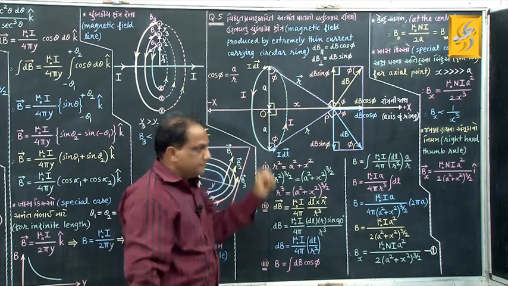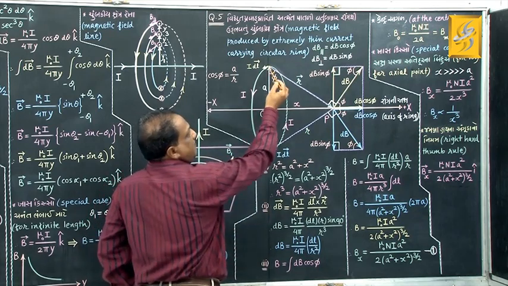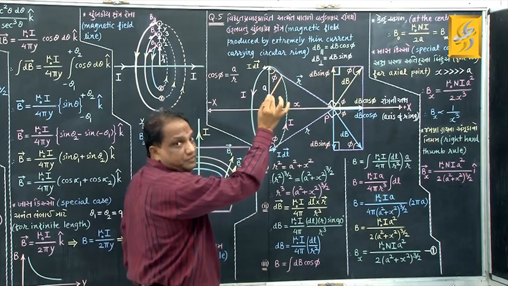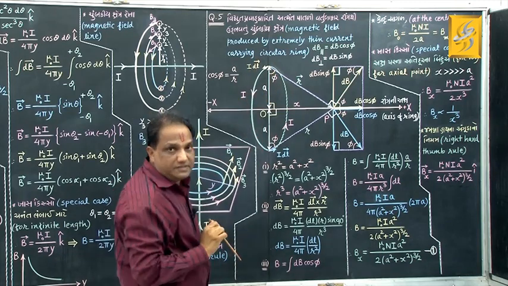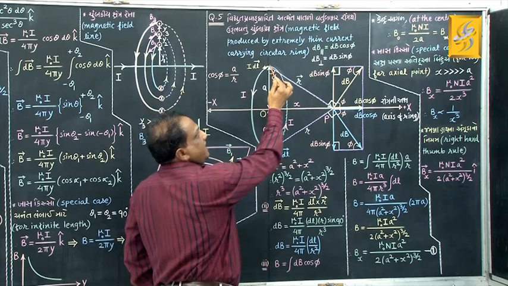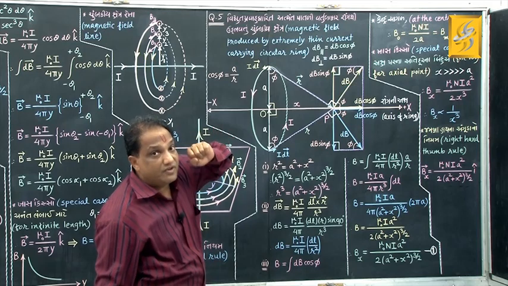Got it? Fine. Now first of all you do one thing, you select one current element at this topmost position, and that current element is I vector dl, correct? Can you guess the direction of this current element? Perpendicularly outside the plane of the figure.